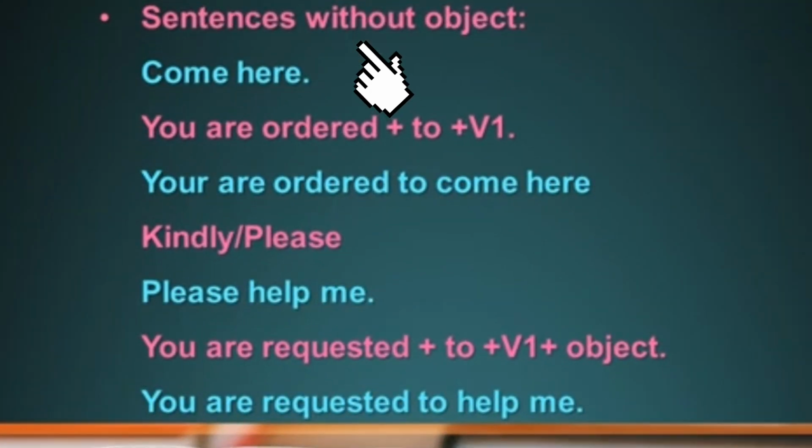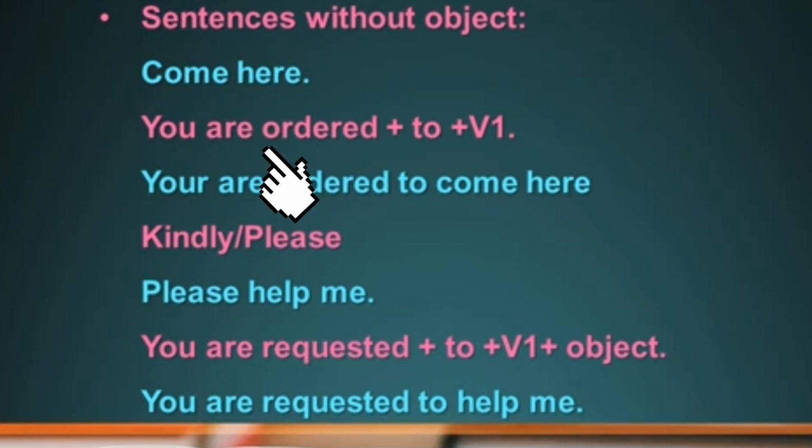Next there are some sentences which have no object. So how would we change them? तो स्टूडेंट्स कुछ ऐसे सेंटेंसेस भी आ सकते हैं जिनमें ऑब्जेक्ट नहीं होता, like look at the first example, come here. So there isn't any object in this sentence.